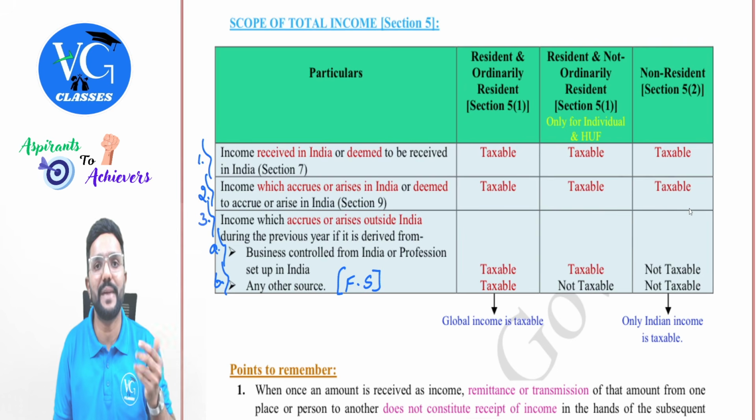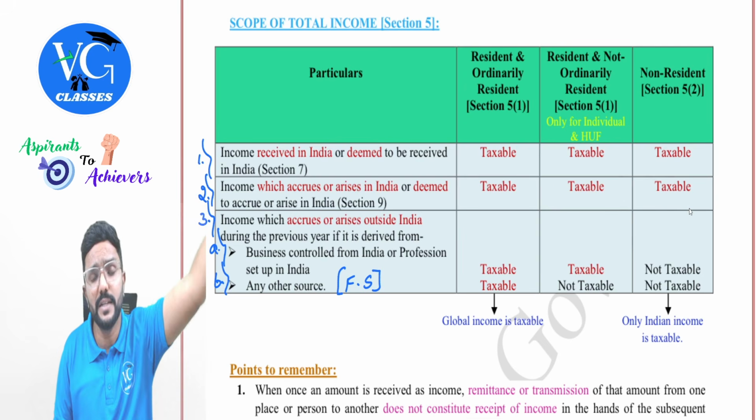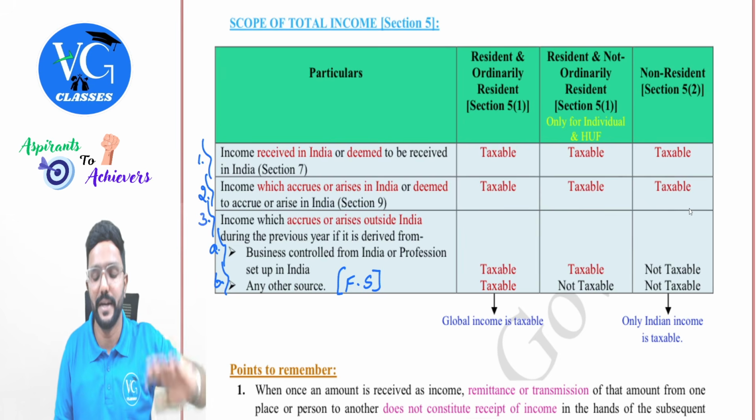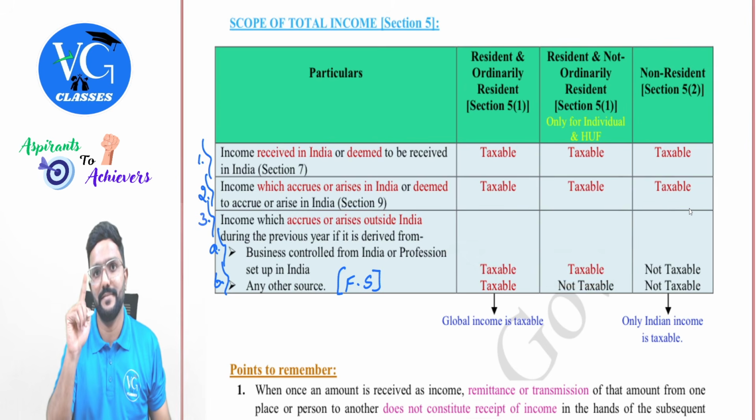Profession set up means, assume I am a practicing chartered accountant. I have set up my practice in India. Now I am going to the US, giving service to a client there. Earned the income there, received the income there. But if I am an ordinary resident or not ordinary resident, it is taxable in India. Got it? Yes.